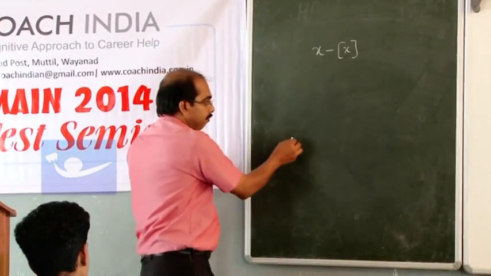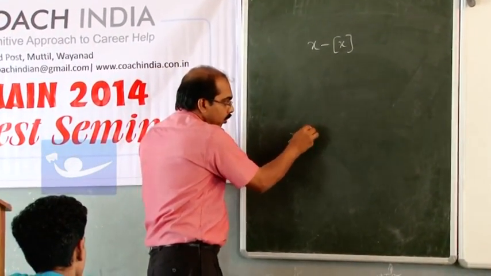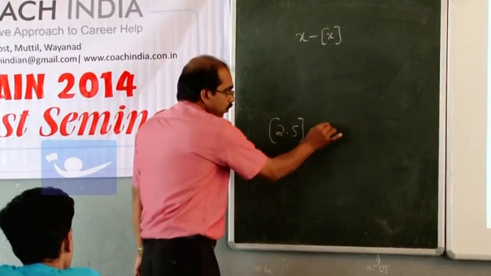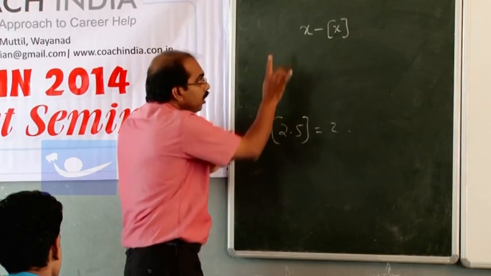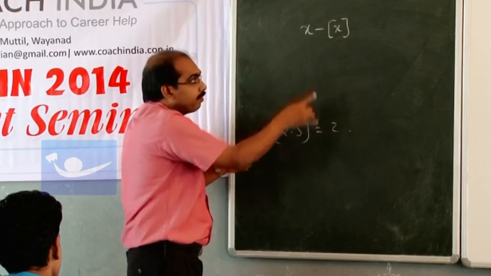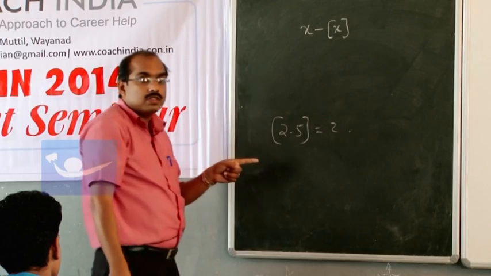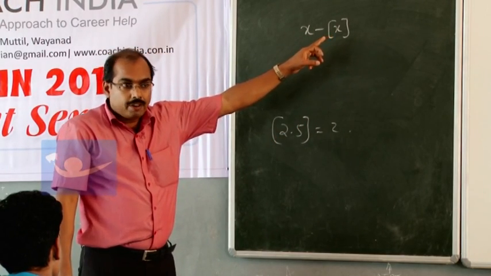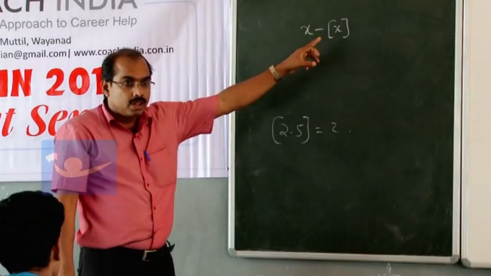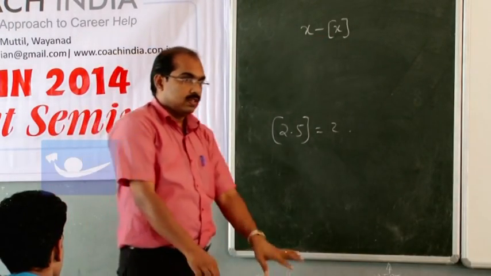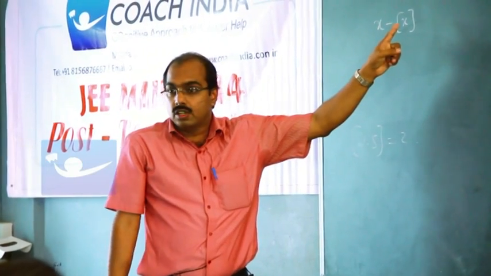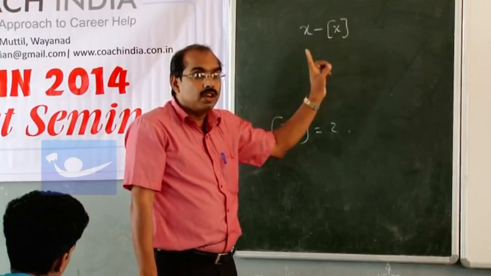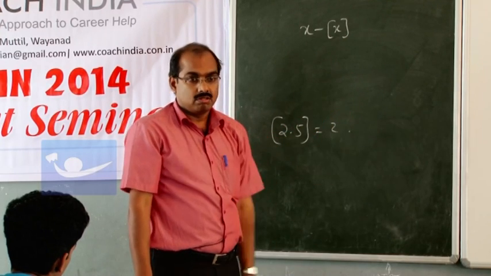Suppose we have the value 2.5. You know its greatest integer function value is going to be 2. So, if you are finding x minus greatest integer function of x, in the case of x equal to 2.5, this value will be 0.5. So, in all the cases, while we are finding x minus greatest integer function of x, the value is going to be one lying in the interval 0 and 1.